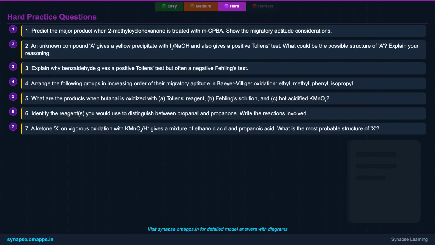Order the migratory aptitudes. What are the products of butanol with various oxidizers? And finally, how would you distinguish propanol from propanone? Tackle these challenges to solidify your understanding.